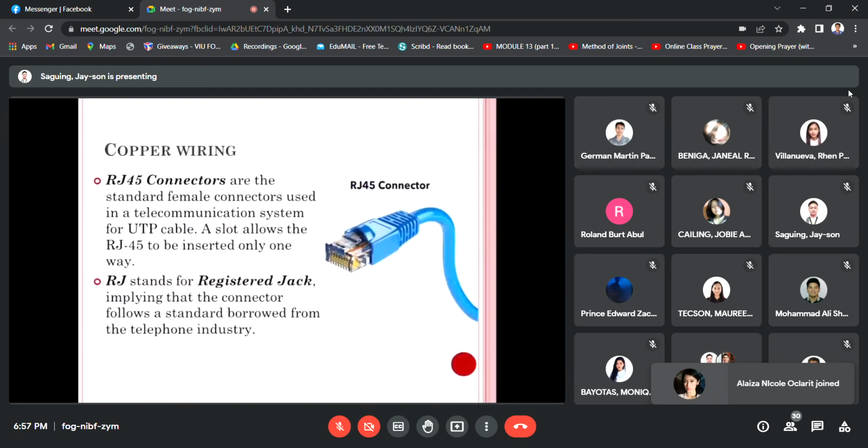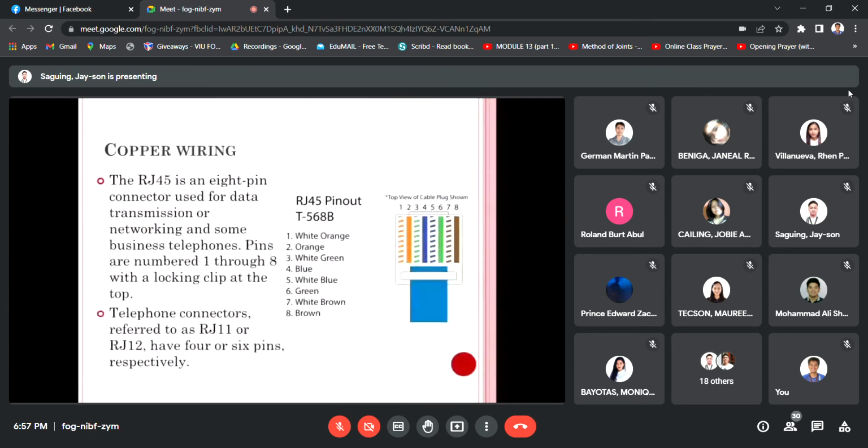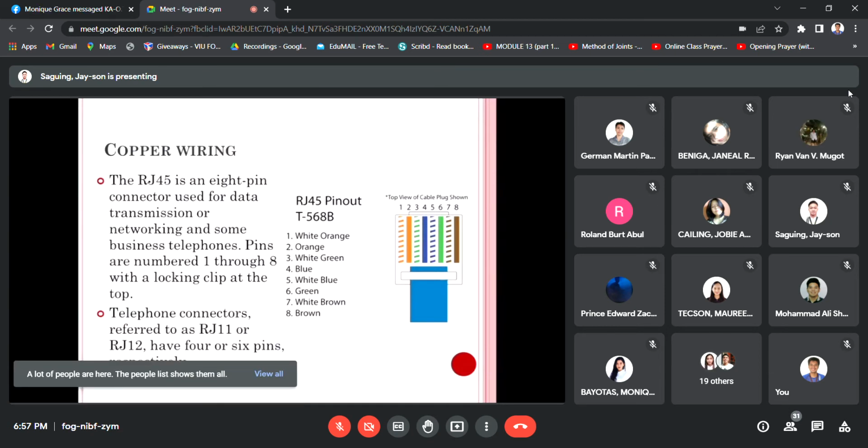Moving on to the last topic, we now have RJ45 connectors. RJ45 connectors are the standard female connectors used in a telecommunication system for UTP cable. A slot allows the RJ45 to be inserted only one way. And RJ stands for registered jack, implying that the connector follows a standard borrowed from the telephone industry. The RJ45 is an 8-pin connector used for data transmission or networking and some business telephones. Pins are numbered 1 through 8 with a locking clip at the top.